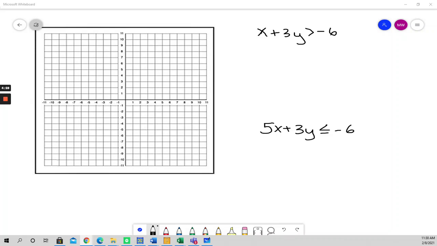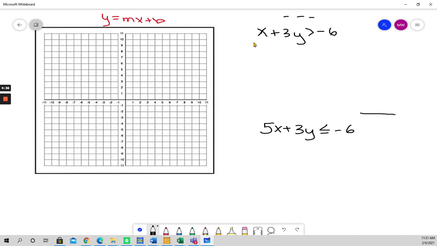x plus 3y is greater than negative 6, and 5x plus 3y is less than or equal to negative 6. So my first graph, I'm going to have a dashed line, because that says greater than. My second graph, I'm going to have a solid line, because that says less than or equal to. I have to rewrite both of these into y equals mx plus b.